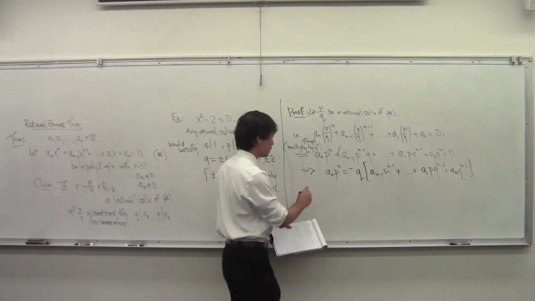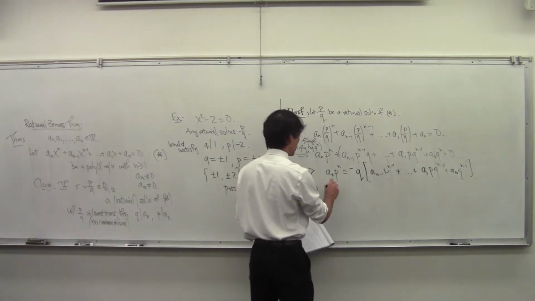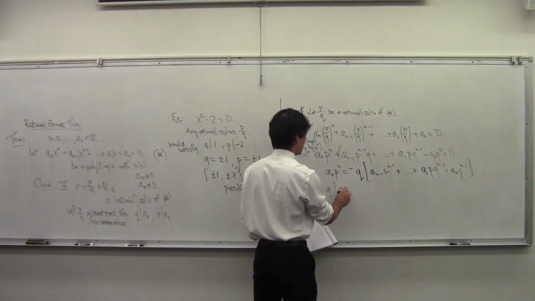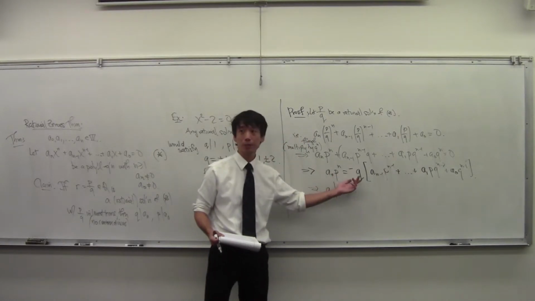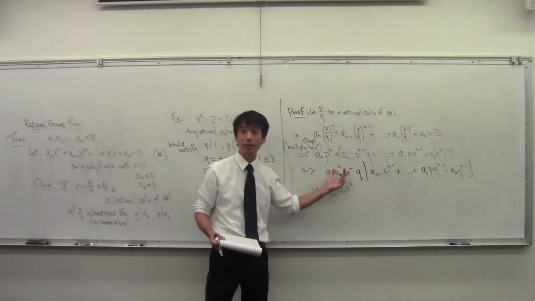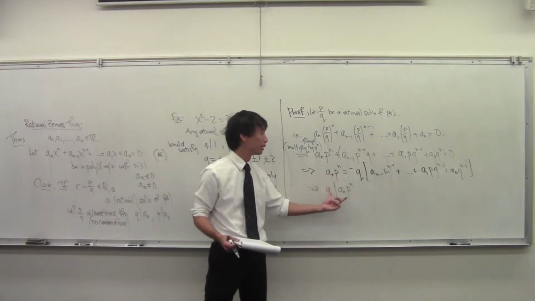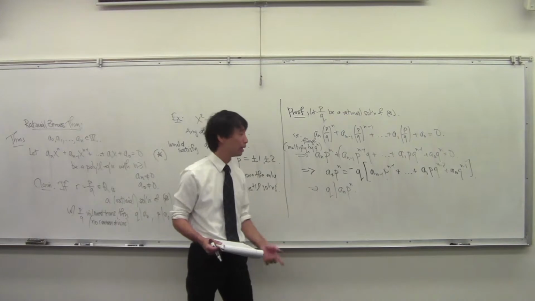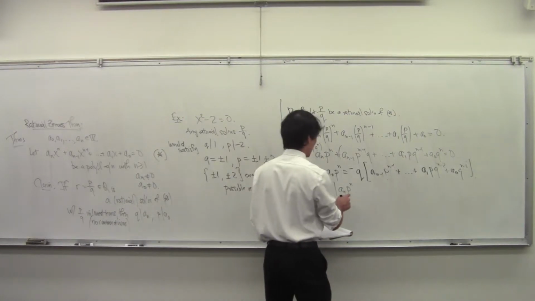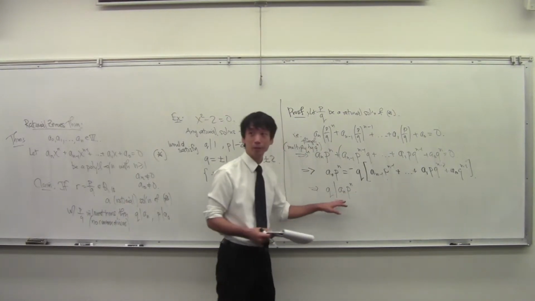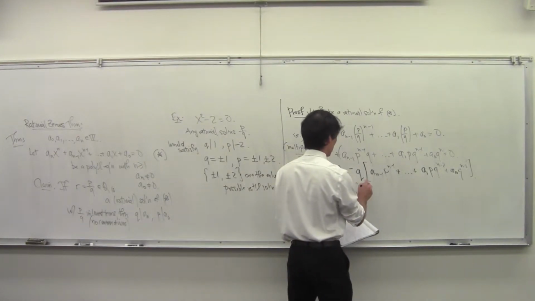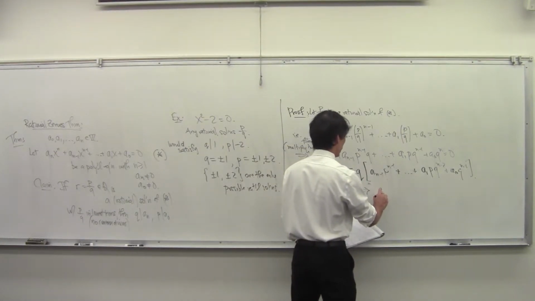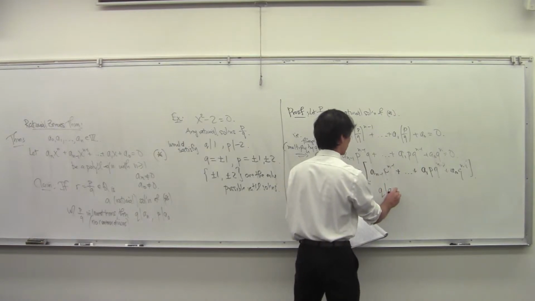Okay, and so what you see is that Q has to divide A sub n times... Q divides both sides, right? Q divides the right side, but the right side is the same as the left side, right? So Q divides A sub n P to the n. But P and Q have no common factors, so Q must divide A sub n.